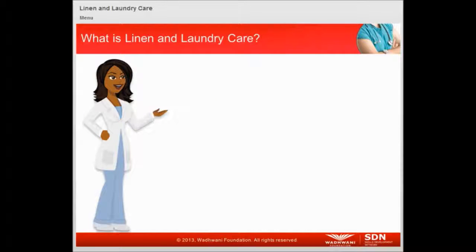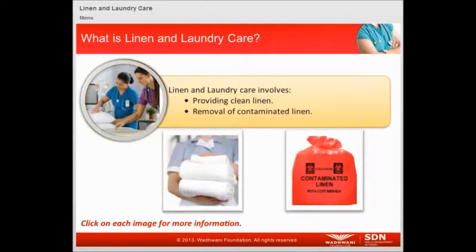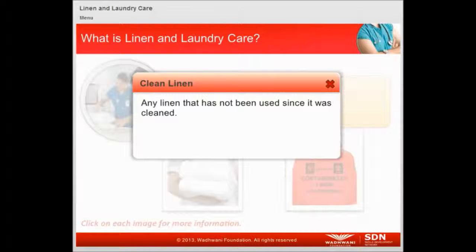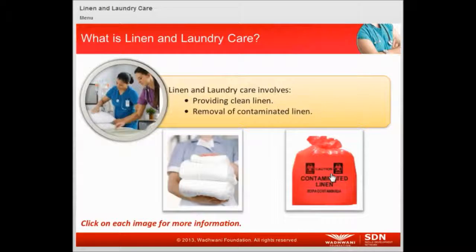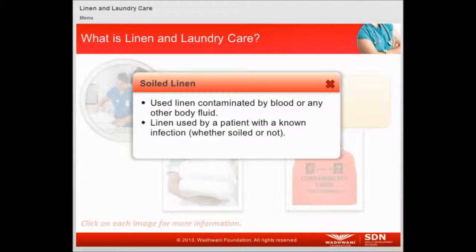So what does linen and laundry care include? Linen and laundry care involves providing clean linen and removal of contaminated linen. Click on each image for more information. Clean linen. This includes any linen that has not been used since it was last cleaned. Soiled linen. Includes used linen contaminated by blood or any other body fluid, and linen that has been used by a patient with a known infection, whether soiled or not.